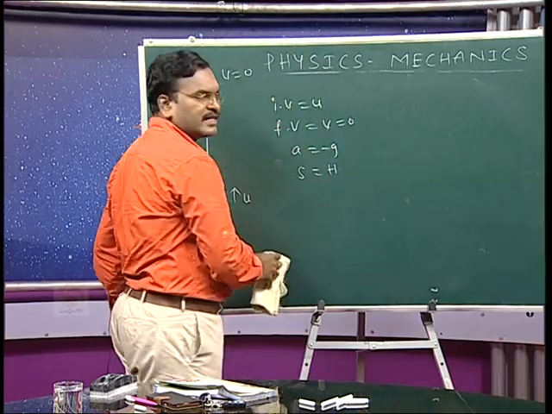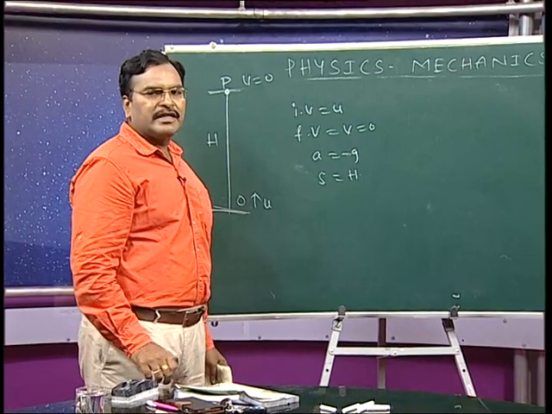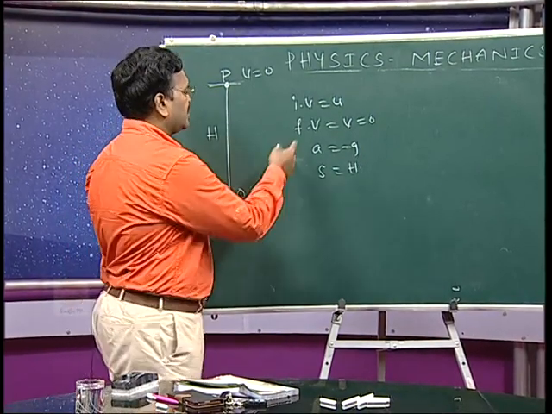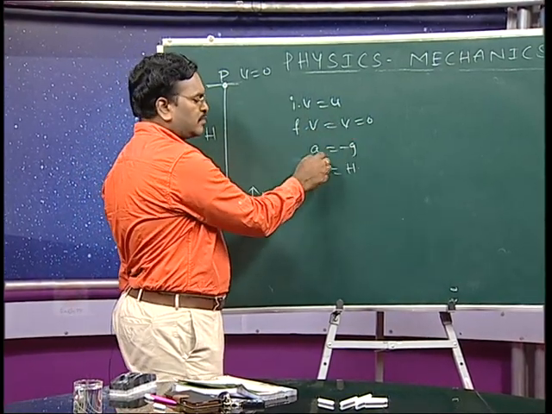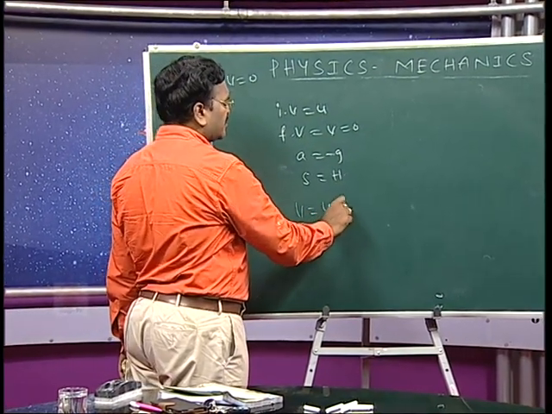Now, here we calculate the expression for time of ascent. What is time of ascent? Time taken by a vertically projected body to reach maximum height. Initial velocity is u, final velocity is 0. Displacement h, acceleration minus g. Substituting these values in the first equation of motion.